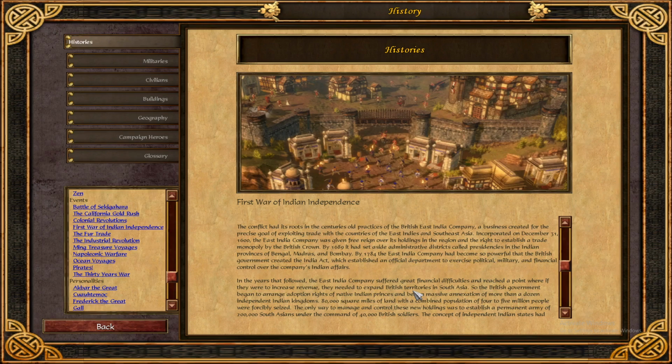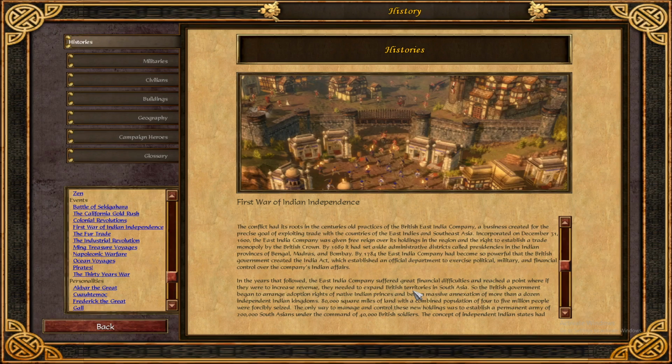The conflict had its roots in the centuries-old practices of the British East India Company, a business created for the precise goal of exploiting trade with countries of the East Indies and Southeast Asia. Incorporated on December 31st, 1600, the East India Company was given free rein over its holdings in the region and the right to establish a trade monopoly by the British Crown.